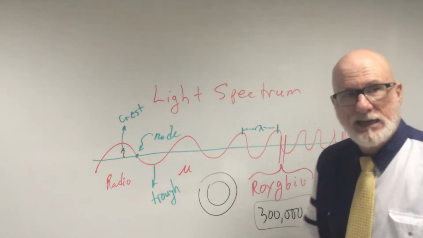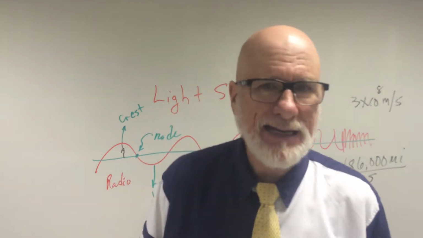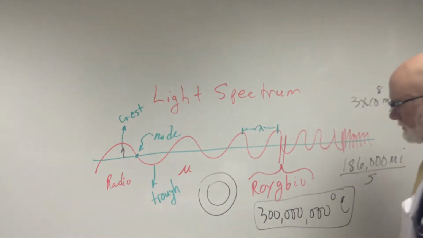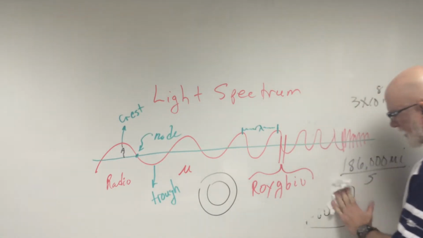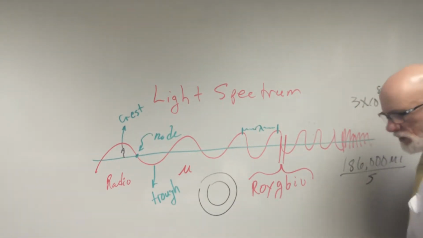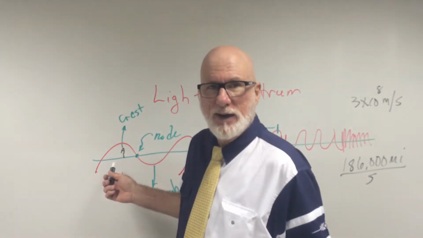Very hot. How do you get it that hot? It's really hot, 300 million or 3 million, some outrageous temperature. Well, the way they get it is they cook it with radio waves.